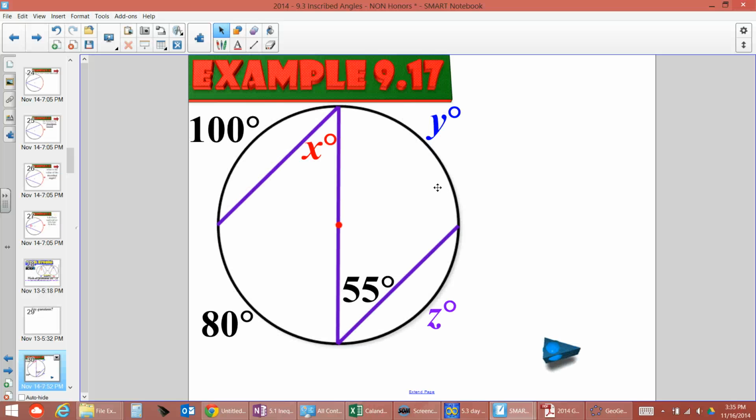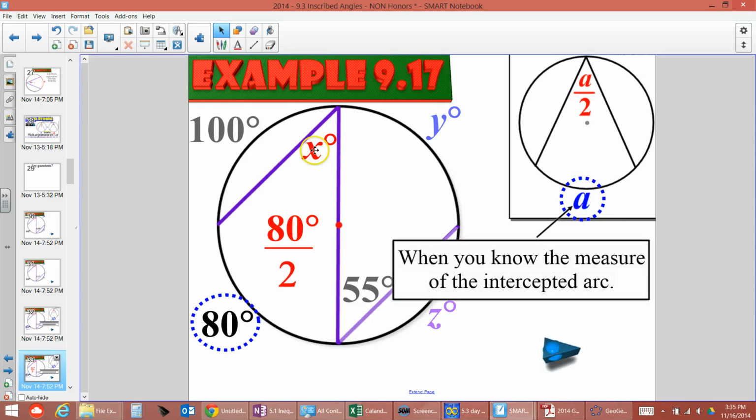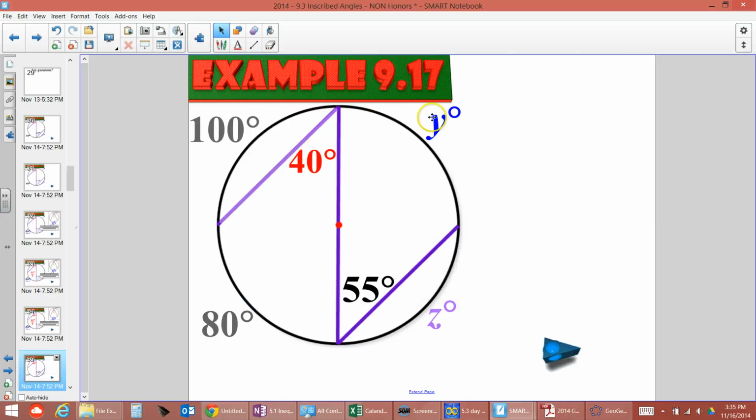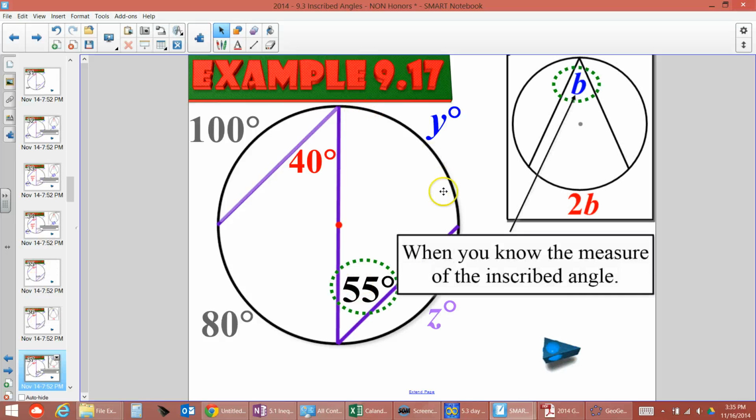All right, now let's use the information we just found to find the values of the missing variables. If we just isolate and look at just x right here, the arc is 80. That means that x is half as big. Therefore, it's going to be 40. And if we look over here at y, we notice that the angle is 55. But how big is the arc? We have to double it. So we take 55 times 2, and we get 110.